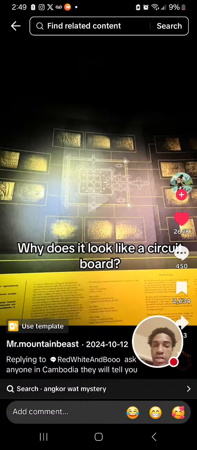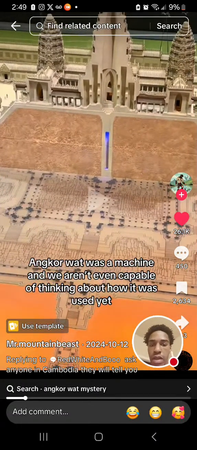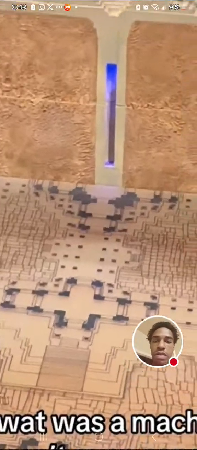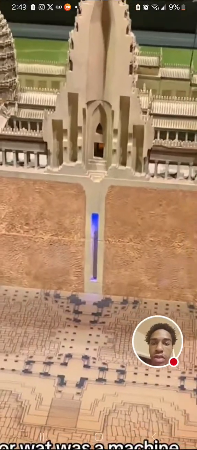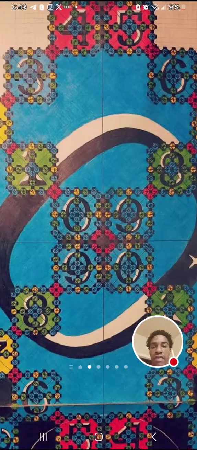Mr. Mountain Beast. Why does it look like a circuit board? Here, as you can see, you have a cylinder that they're showing is in Angkor Wat, beneath the ground. What they did here is pretty much chop it up in halves. So you have half of Angkor Wat, and to everybody that watches this, my Discovery 4.5 is the blueprint for Angkor Wat. That's what I'm showing this video for.